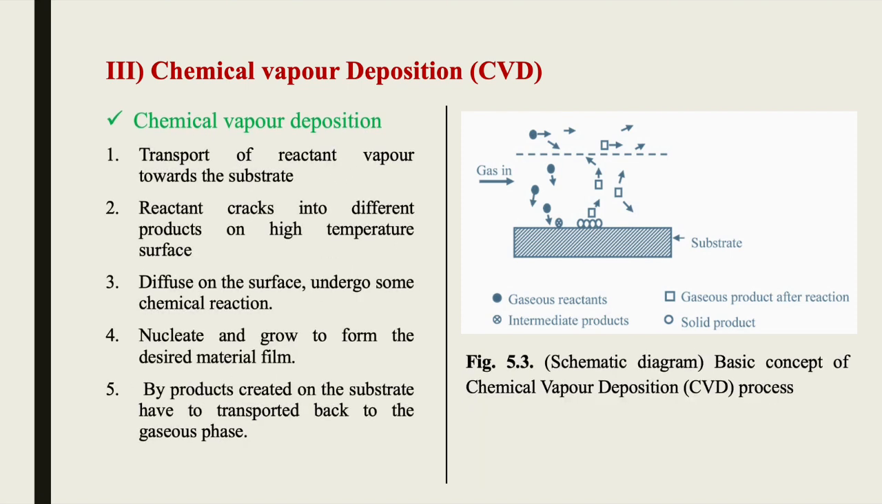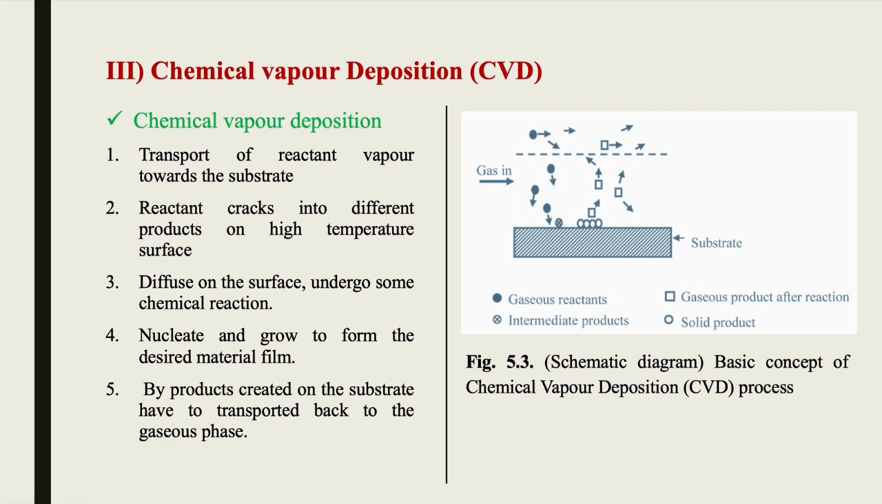This is the first point. First, the transport of reactant vapor towards the substrate will come. These are the solid dots. These come towards the substrate. So this is the first process.